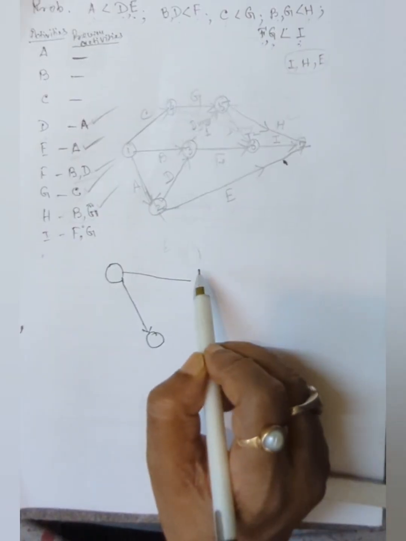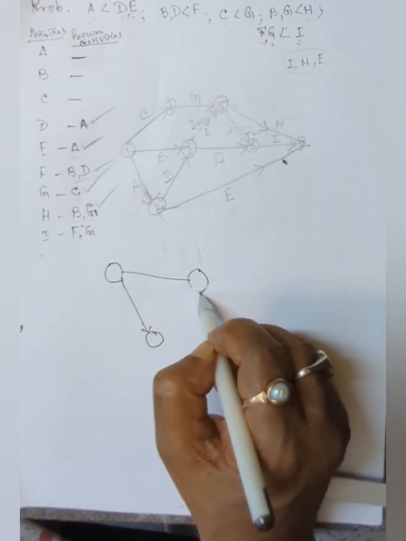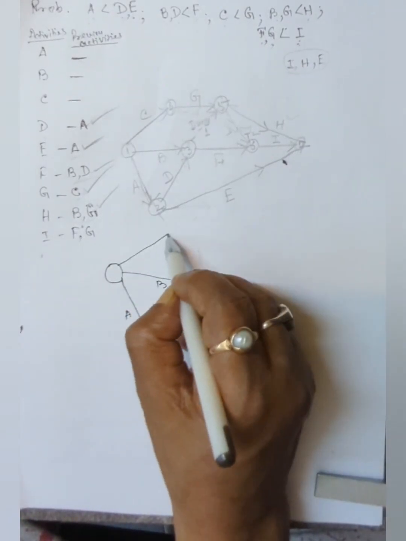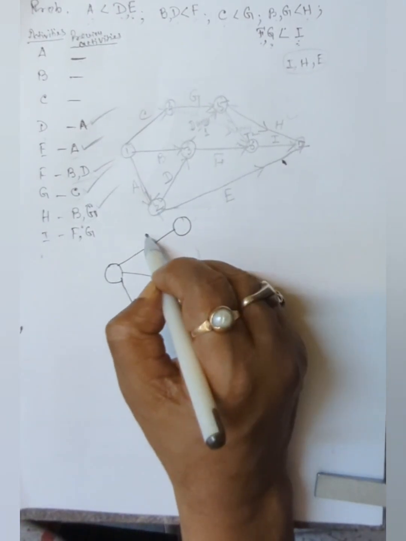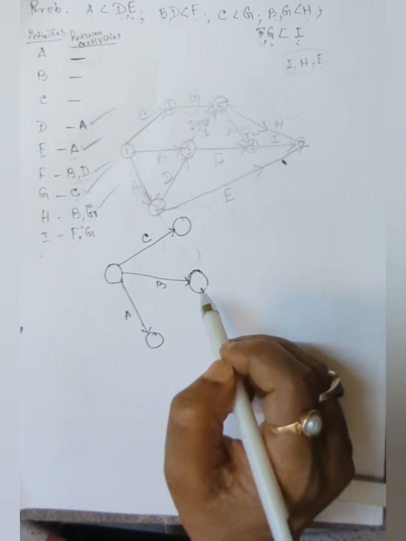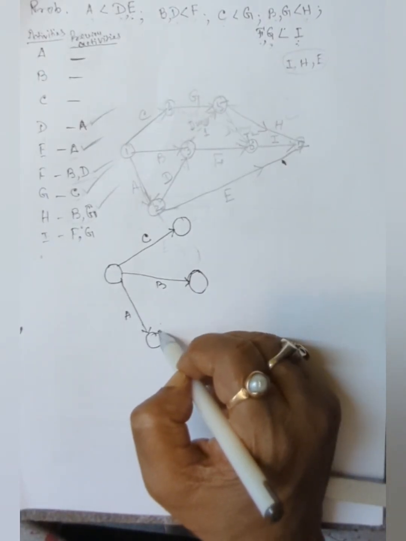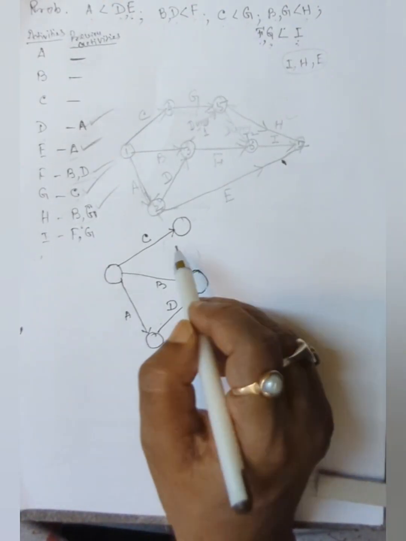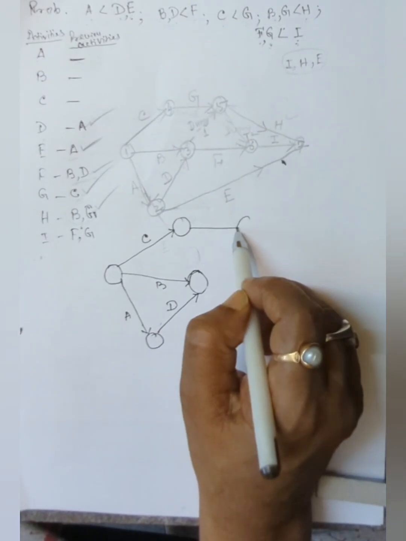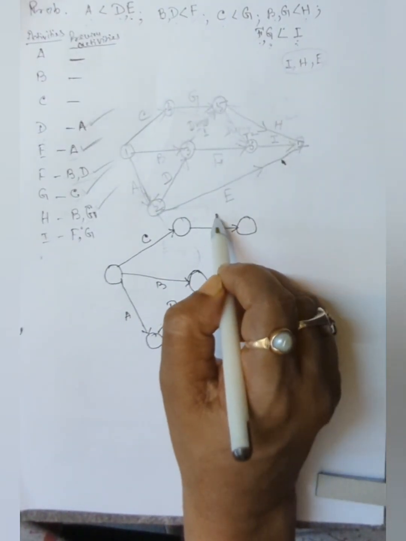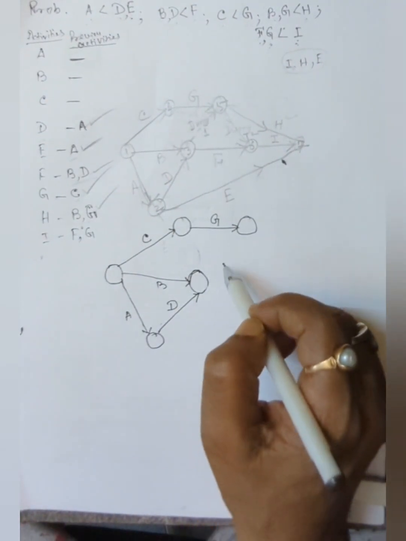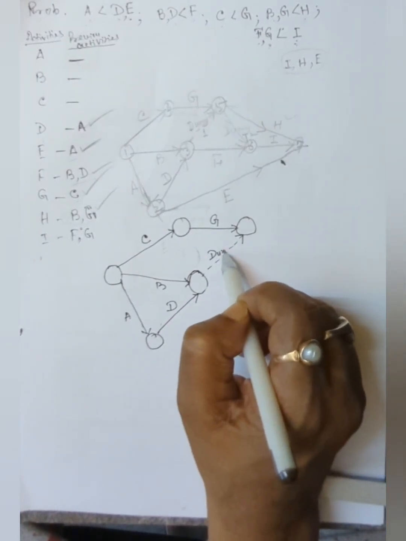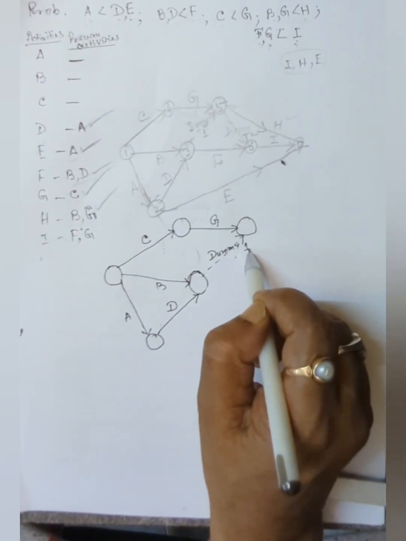Rough A, B. This is A, this is B, and this is C. This is C, A, B, C, and this is D. This is D, C, and I am drawing this rough one, and this is dummy 1.